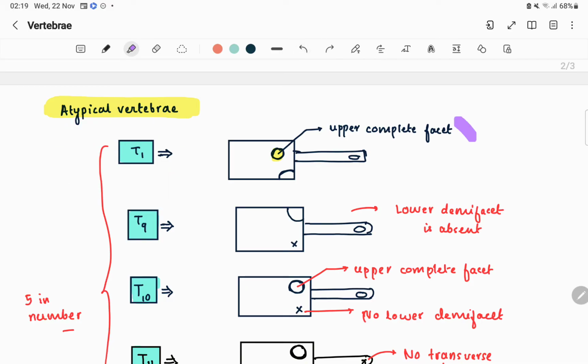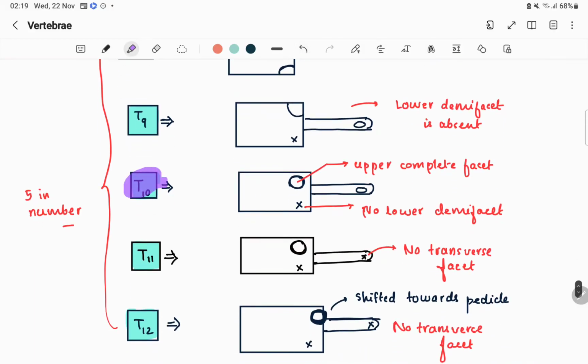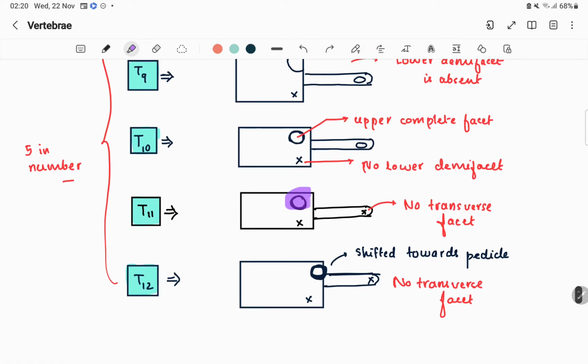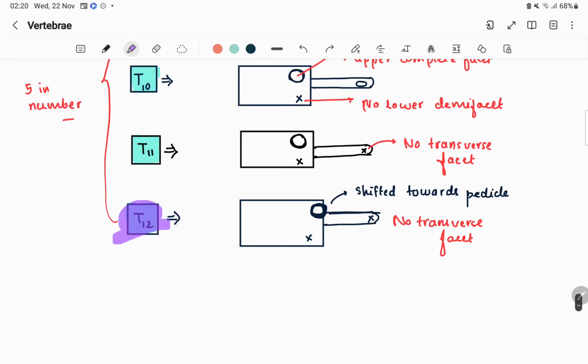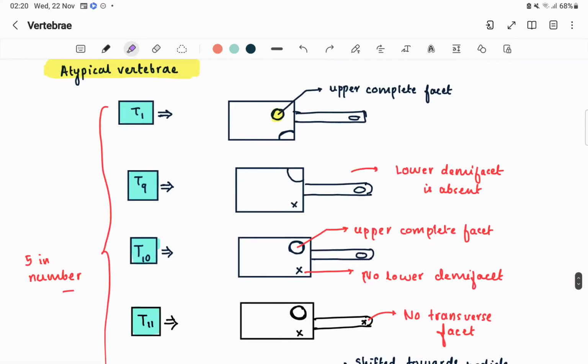T1, first of all, has an upper complete facet. Okay, a demifacet is not there, a complete facet is there. Let's discuss T9. T9 is atypical because the lower demifacet is absent. In T10, the upper one is complete and the lower one is absent. What has happened in T11? We don't have any transverse facet or lower demifacet. We have an upper complete facet. In T12, the upper facet is shifted towards the pedicle, and there is no transverse facet. So these are the atypical vertebrae, which are 5 in number. That completes the vertebrae. Let's move on to the next.